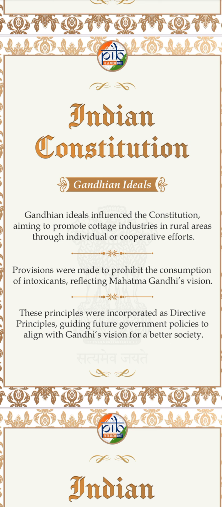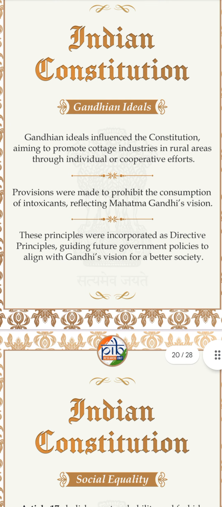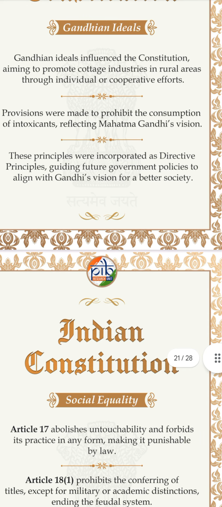Gandhian ideals in the Indian Constitution. Gandhian ideals influenced the Constitution, aiming to promote cottage industries in rural areas through individual or cooperative efforts. Provisions were made to prohibit the consumption of intoxicants, reflecting Mahatma Gandhi's vision. These principles were incorporated as directive principles, guiding future government policies to align with Gandhi's vision for a better society.